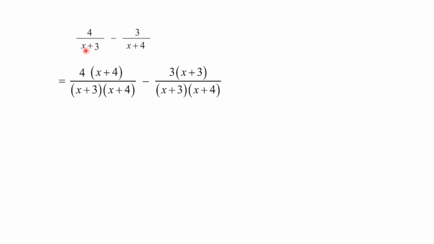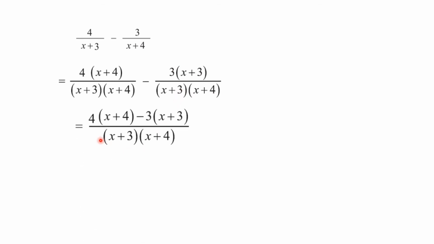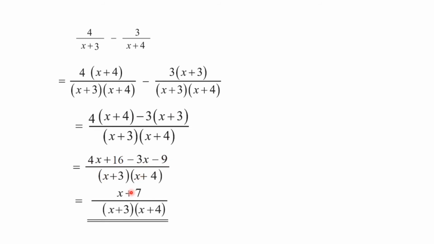Now you can see here x plus 3 is not there, so I have to multiply up and down by x plus 4. Here I have to multiply up and down by x plus 3. Then you can see this is the common denominator. Now this denominator and this denominator are common, so you can write that common denominator. You have to solve the numerator: 4 into x is 4x, 4 into 4 is 16, minus 3x, minus into plus is minus 9. Then 4x minus 3x is x, 16 minus 9 is 7. That is the final value for the given example.